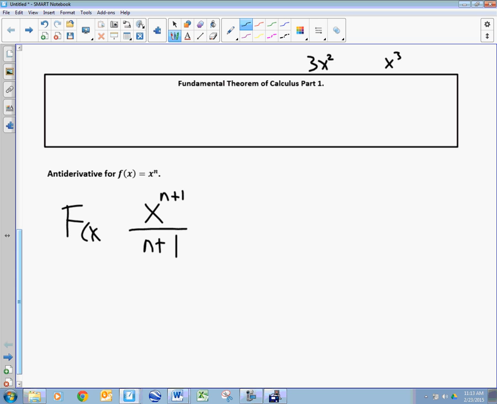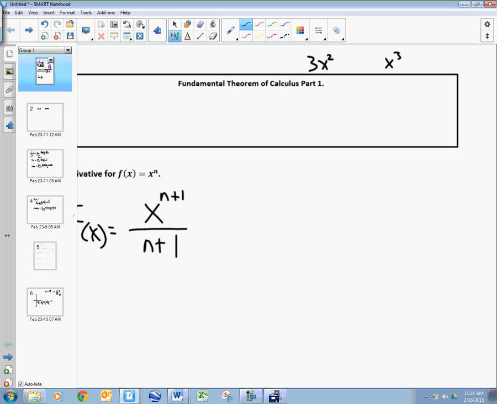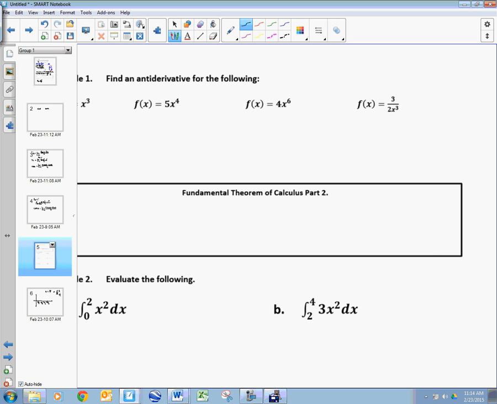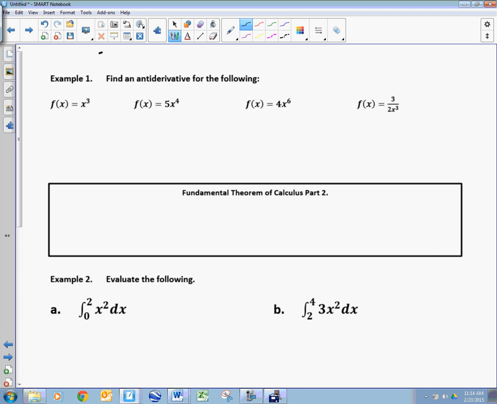We said that we'll use large F of x to represent the antiderivative. That's what you did the day I was gone. So, antiderivatives of the following. What's an antiderivative of x to the third? What's the antiderivative of 5x to the fourth? 5x to the fifth over 5. They cancel, just x to the fifth, correct?